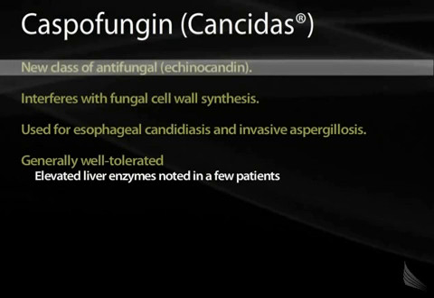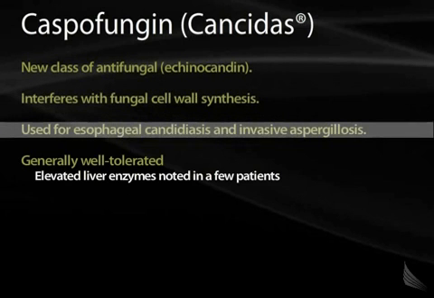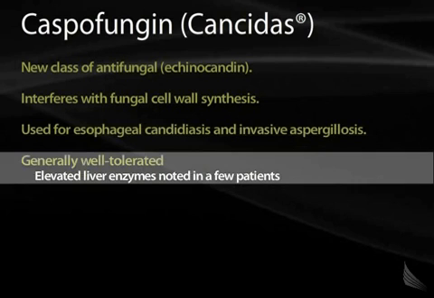Caspofungin is a newer class of antifungal medication. It belongs to the echinocandin family of antibiotics. It interferes with cell wall synthesis, and it's used for invasive aspergillosis and esophageal candidiasis. Generally pretty well tolerated. It can elevate liver enzymes, but it's much better tolerated than amphotericin B.